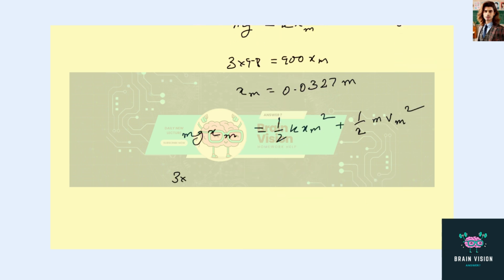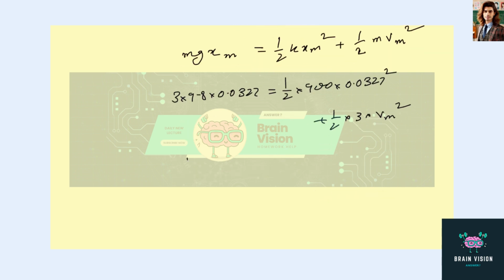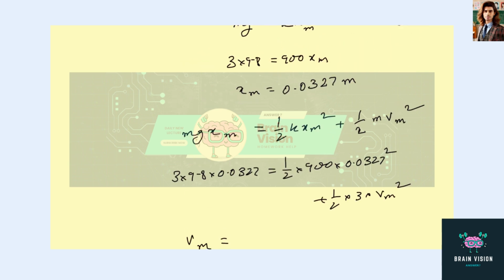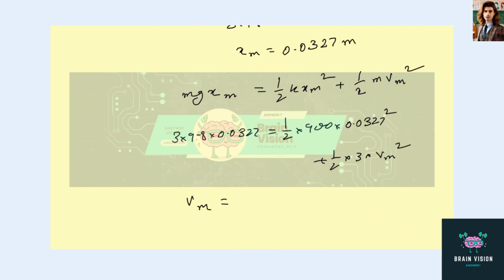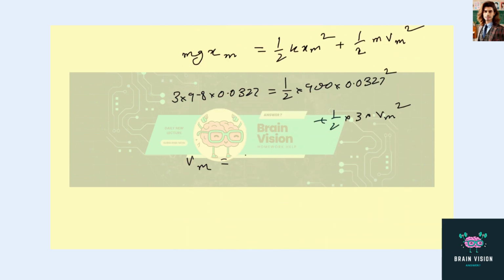So this is 3 times 9.8 times 0.0327, equal to half times 900 times 0.0327 squared plus half times 3 times vm squared, right? So let's see how much we're getting as vm. So the speed you will be having is 0.56 or 0.57, you can take, meters per second as the maximum speed.